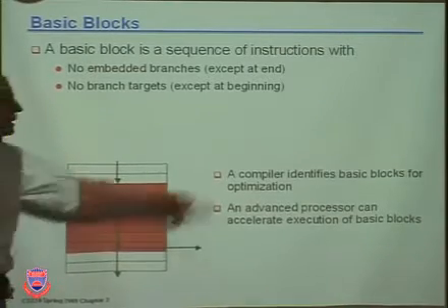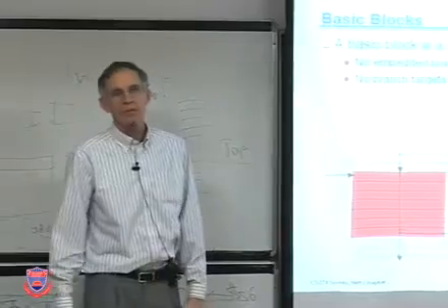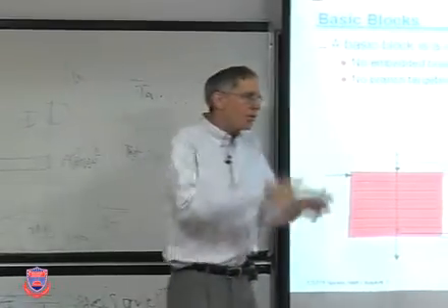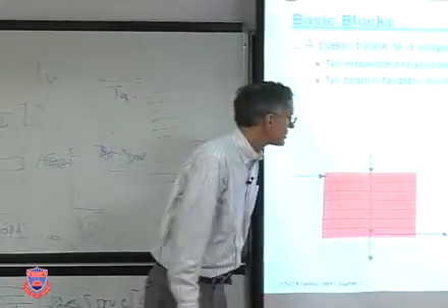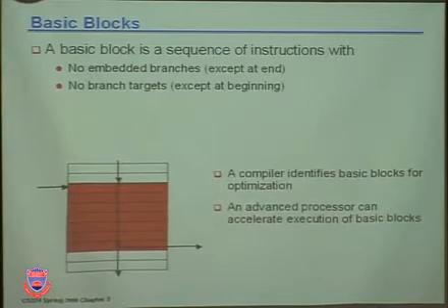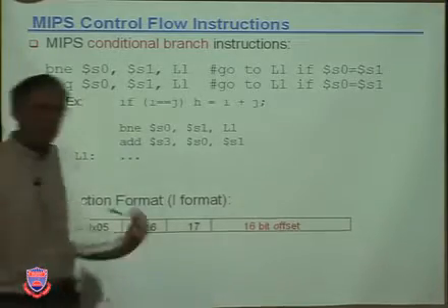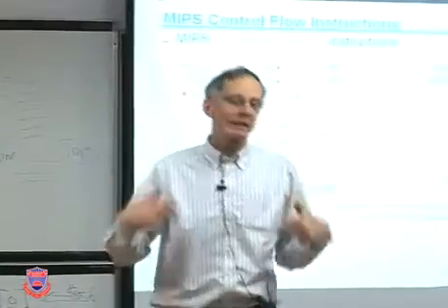That's the definition. And a compiler identifies things called basic blocks and they're so important in optimization. The compiler has to first figure out what the basic blocks are and then optimize those basic blocks. An advanced processor can execute basic blocks in an accelerated or faster way. That's about all I'm going to say on optimizing compilers for now. We're going to come back to the topic later.